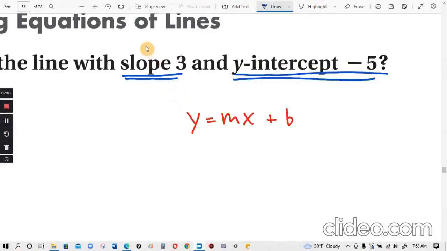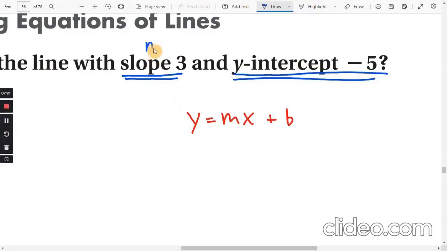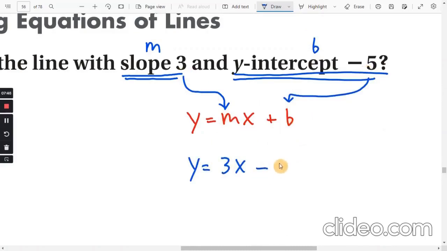We know that slope is represented by the letter m. So the number 3 gets plugged in place of m. And we know the y-intercept is represented by the letter b. So the -5 gets plugged in for b. So to write this equation, we have y, m is going to be +3, we have x, and b is going to be -5. That's it. You just plug in the numbers that they gave you.